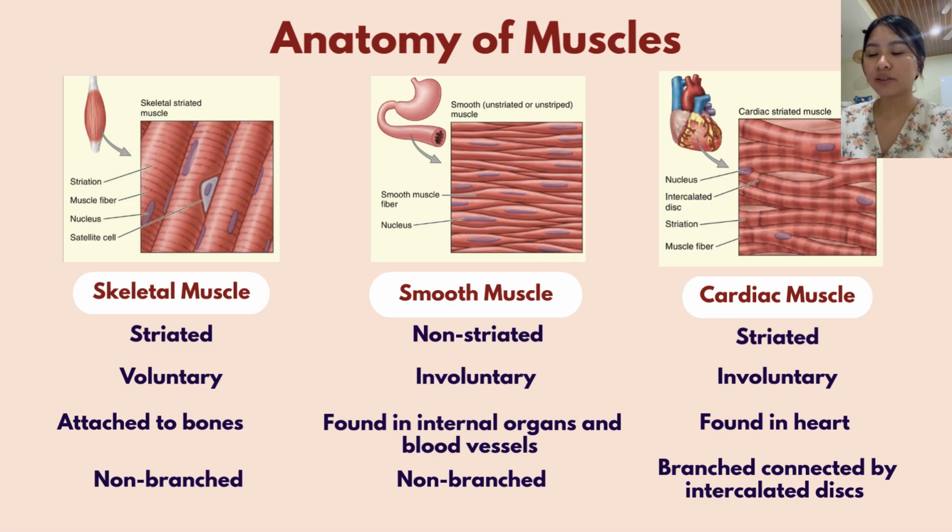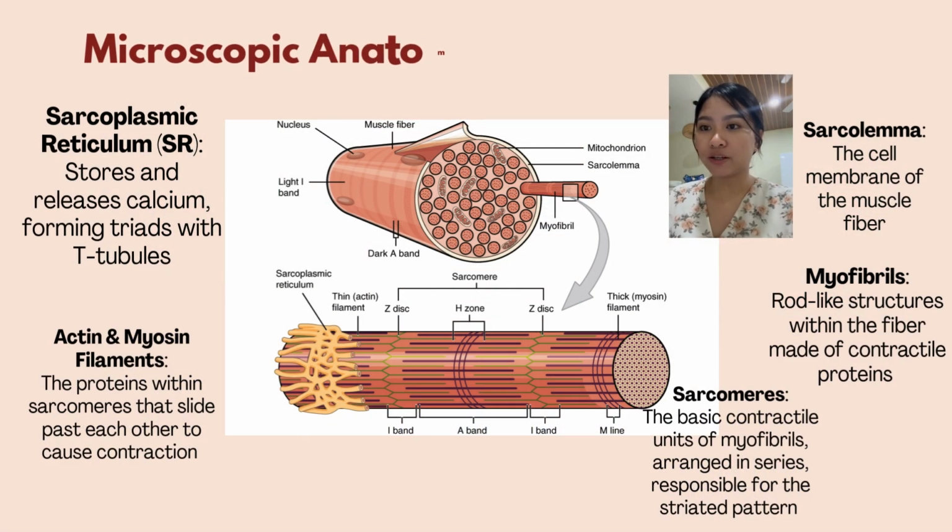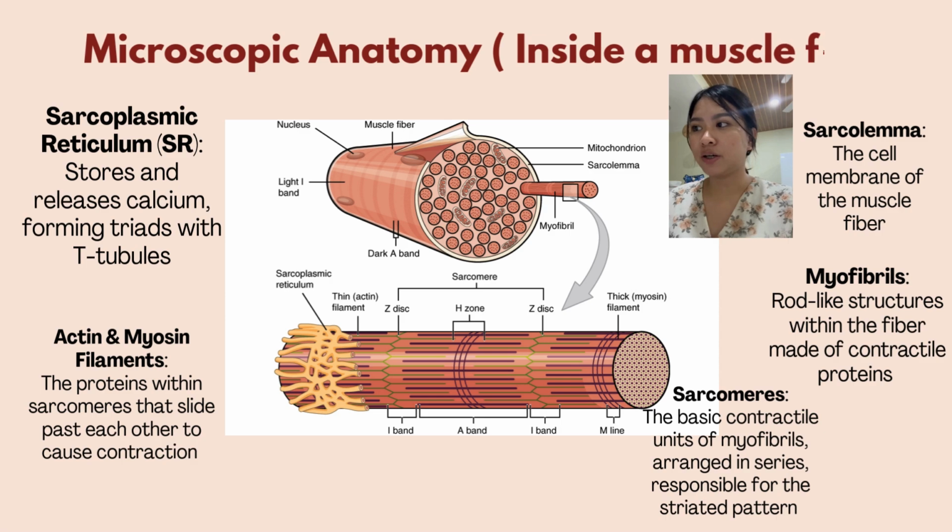Next, cardiac muscle is striated but involuntary and is found only in the heart. And smooth muscle is non-striated and involuntary, and it is found in internal organs such as the intestines and blood vessels. Now let us look at the microscopic anatomy, which is inside a muscle fiber.